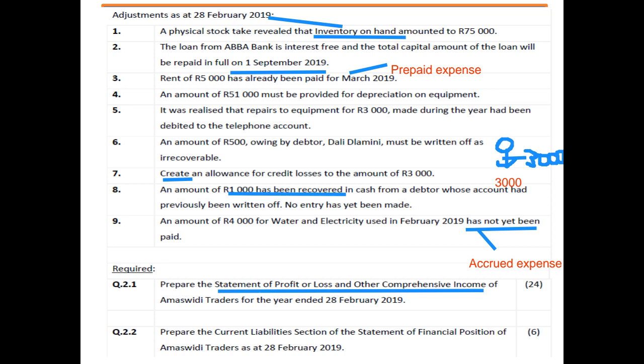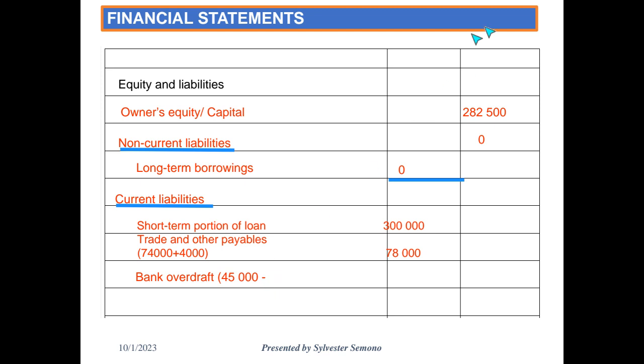So we must go and minus it. Because now our overdraft is not 45,000 anymore because we received 1,000 rand. So meaning our overdraft is less now. So I'm gonna minus 1,000, okay? And the overdraft will be how much? 44,000. Okay.